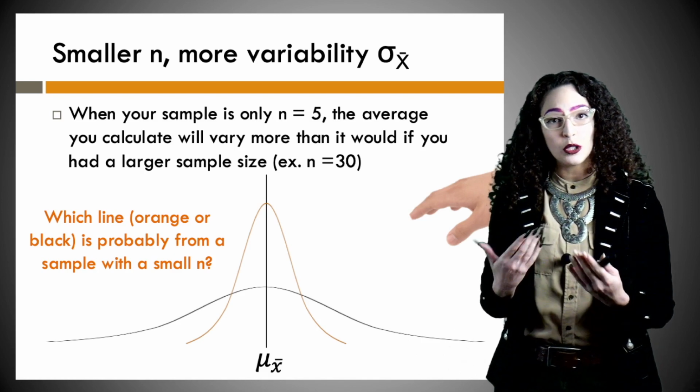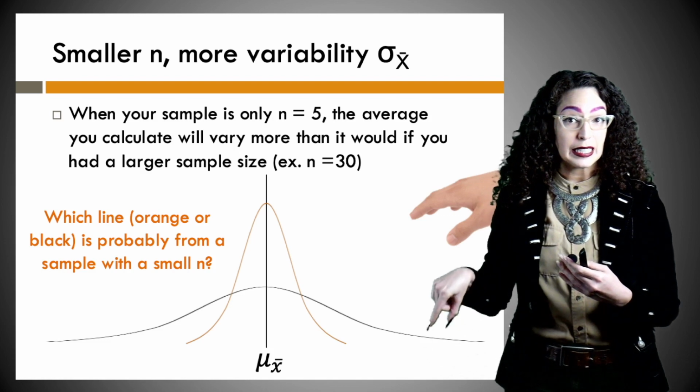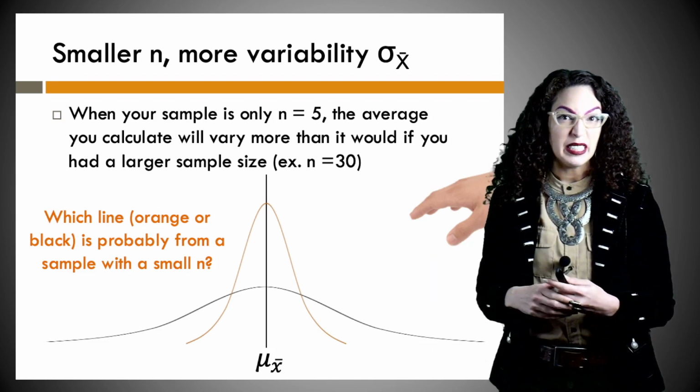Which line, the orange or the black, is probably from a sample with a small n? Black one. It's the black one.